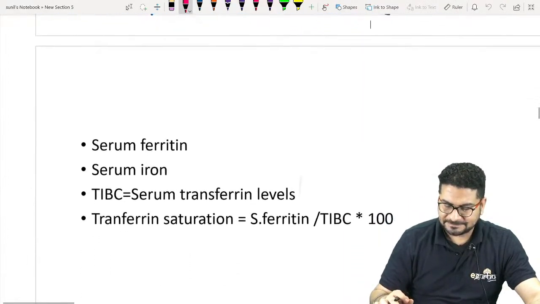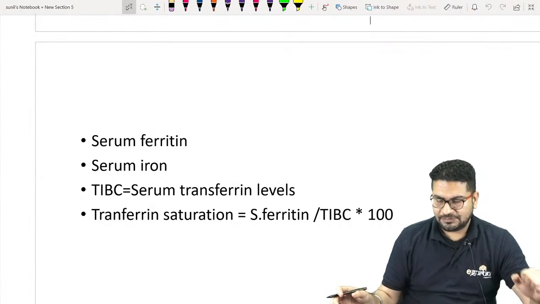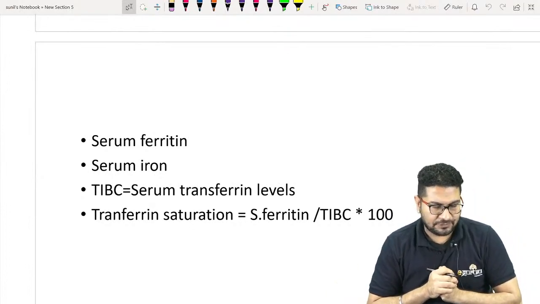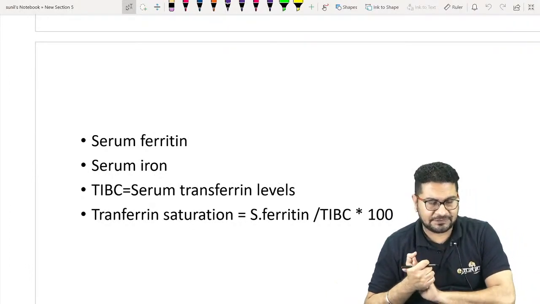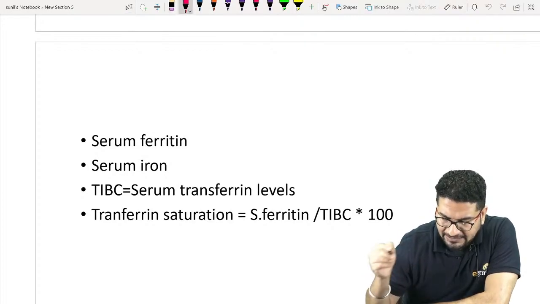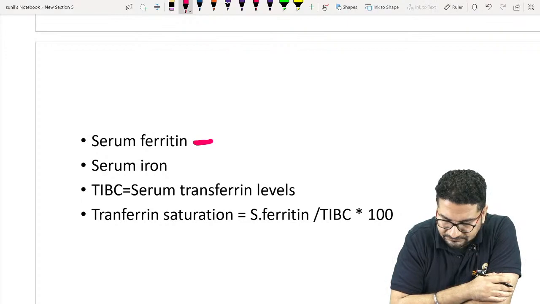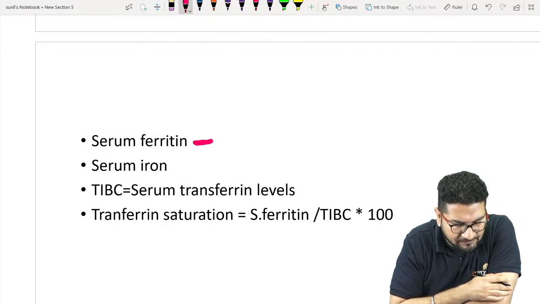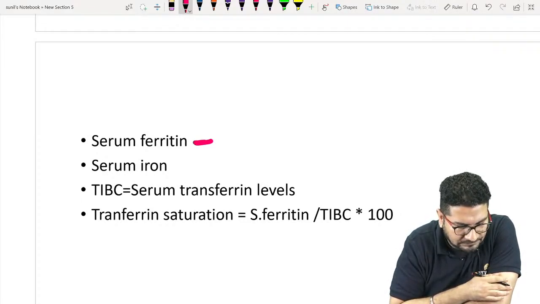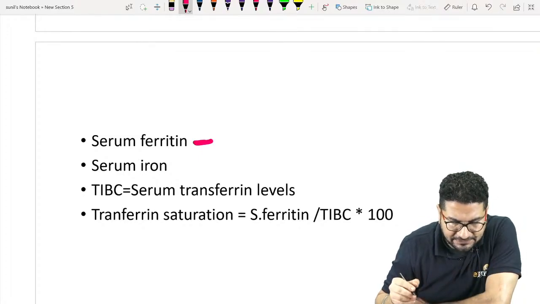Clear, guys? Okay, now you have these values in front of you. I'll ask you a question. You don't have to write this, just tell me the answer. Who will tell me? In iron deficiency anemia, will serum ferritin increase or decrease? Serum ferritin, increase or decrease? It is the store form. Tell me the answer, guys. Will the store form of iron increase or decrease?